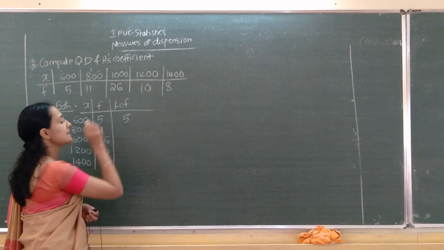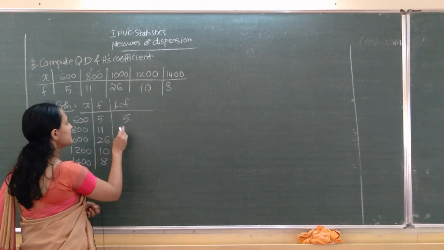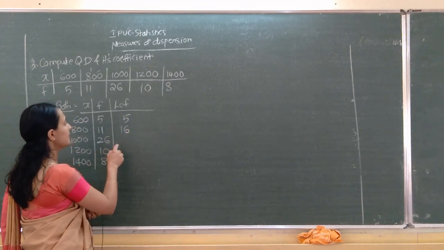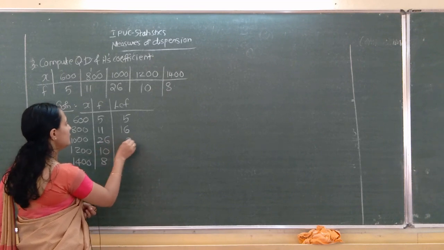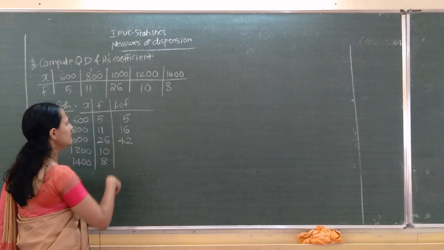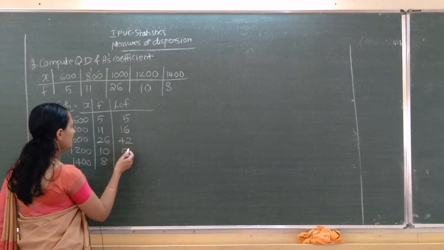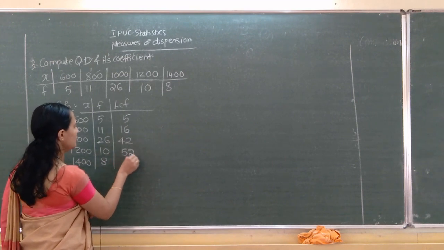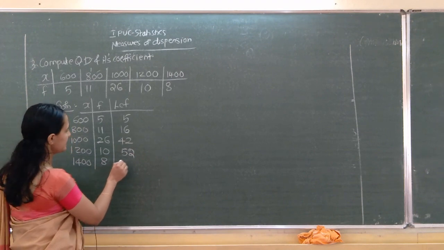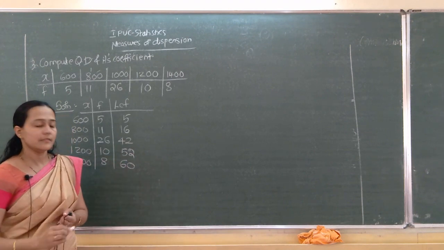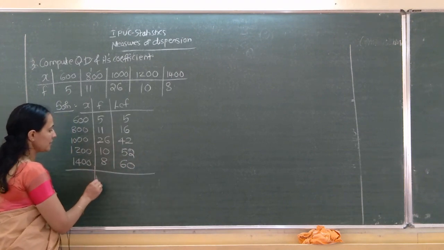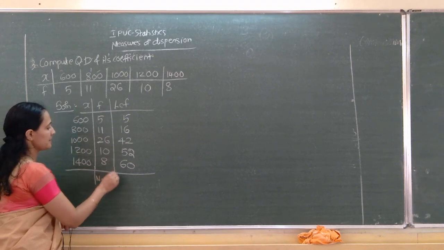First frequency is 5 itself. 5 plus 11, 16. Correct na? 16 plus 26, 42. 42 plus 10, 52. 52 plus 8, 60. Correct na? So, capital N, the total frequency, is 60.